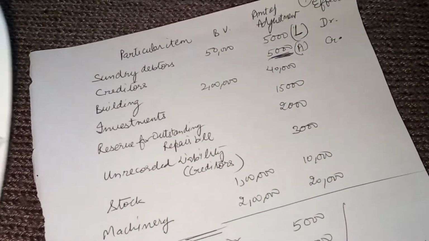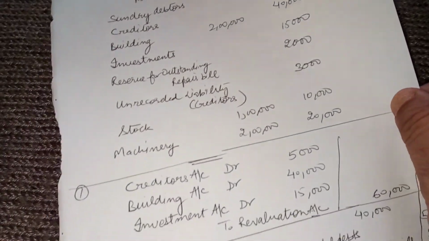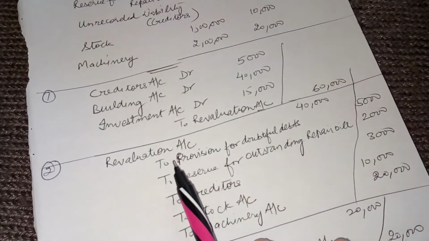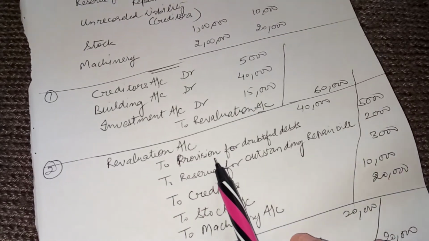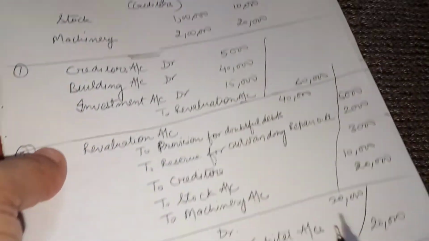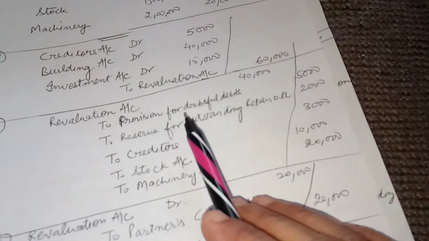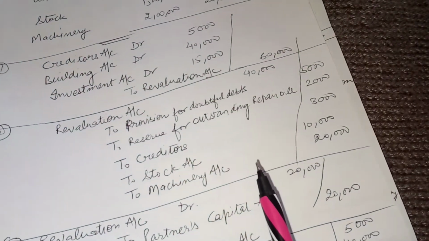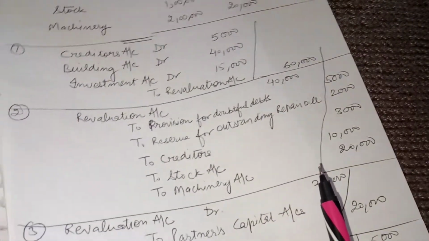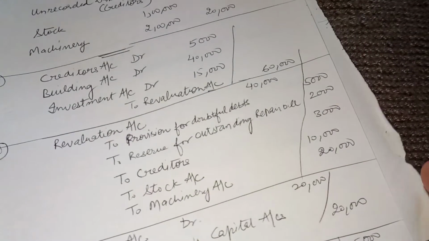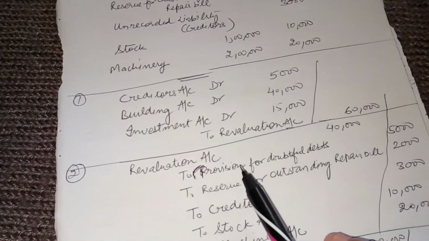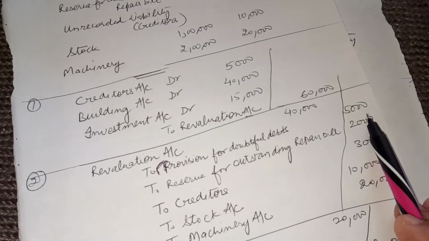Now let us check how the entry will enter. As the provision is a liability, it will be on the credit. So to provision for doubtful debts, here what will we do? Firstly, we will put the entries on the credit or debit side and then total to the revaluation account. So the first entry is the provision for doubtful debts. It is on 50,000, only 10%, that means only this entry. The provision entry will be made to provision for doubtful debts for 5,000.